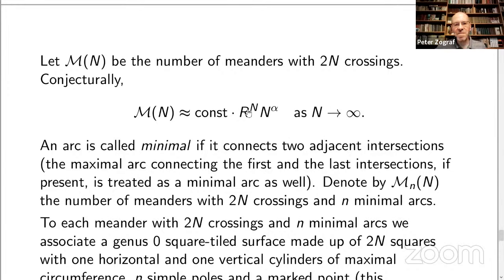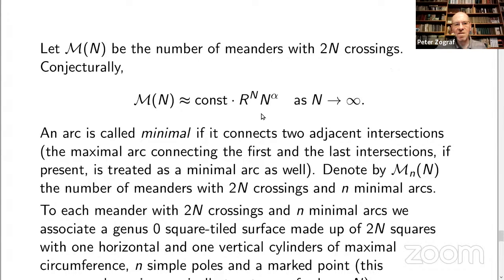So there are... not so much is known about how this number of meanders behaves for large n. The situation becomes more tractable if one imposes additional topological conditions.